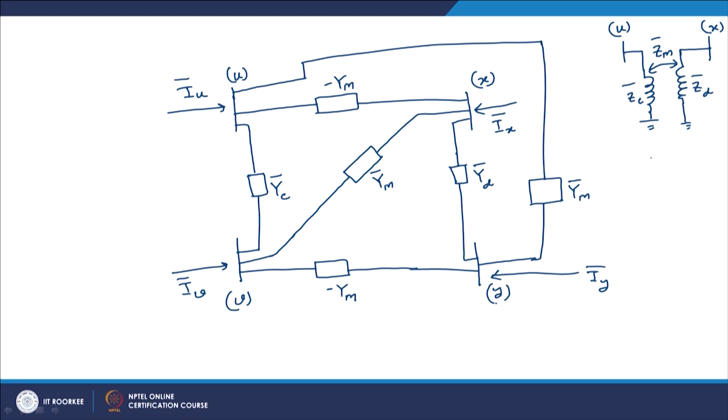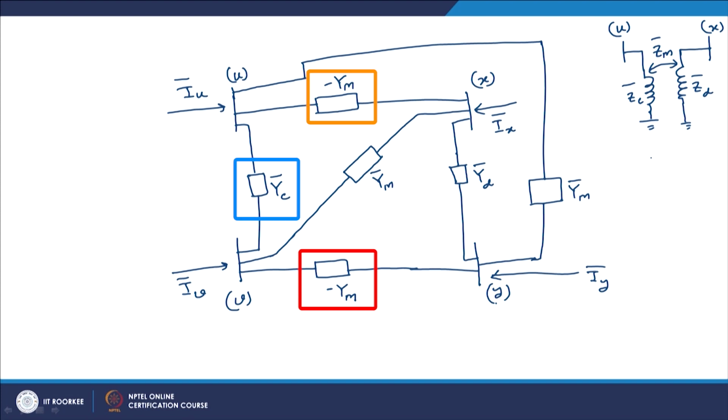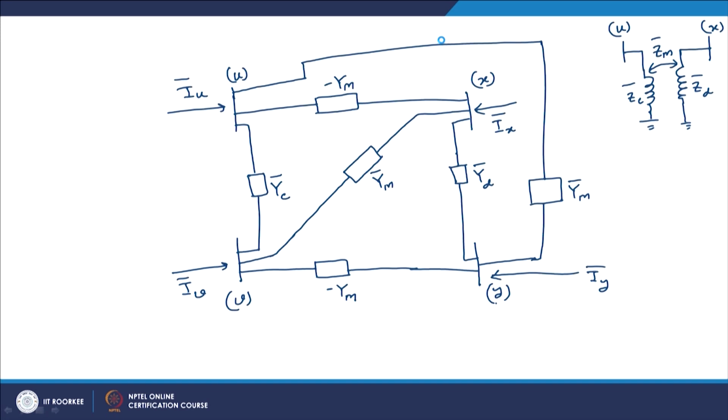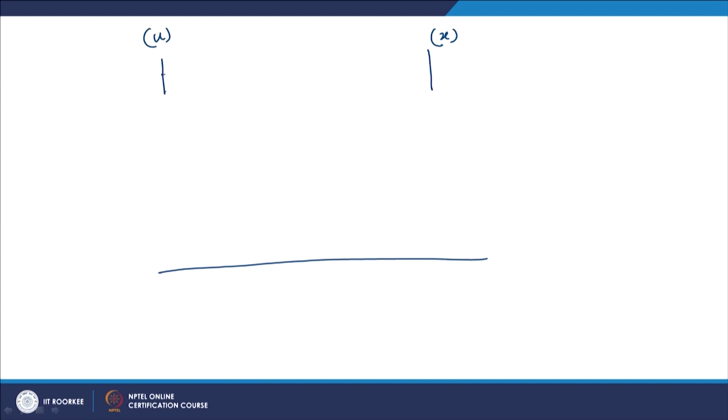Because V and Y are the same, this will remain, and this and this will come in parallel, as well as this and this will come in parallel. So, let us draw that. I have got bus U, bus X, and there is the common point. Between bus U and bus X, I still have got minus Ym, that we cannot avoid.